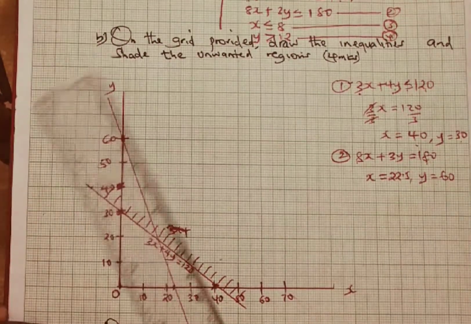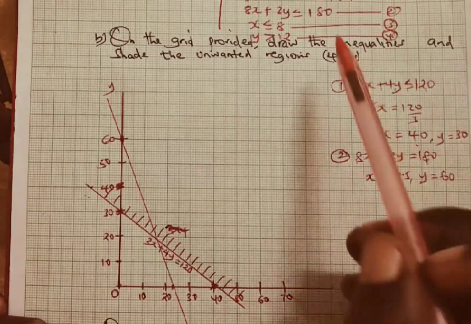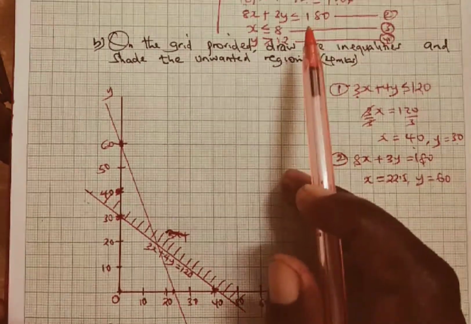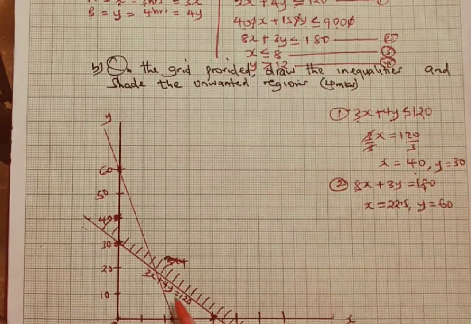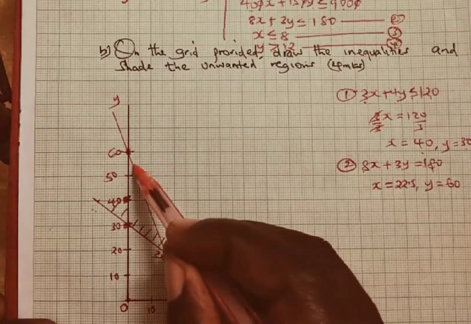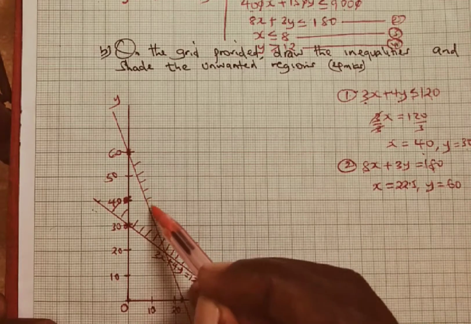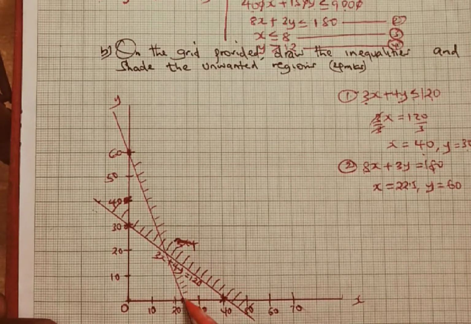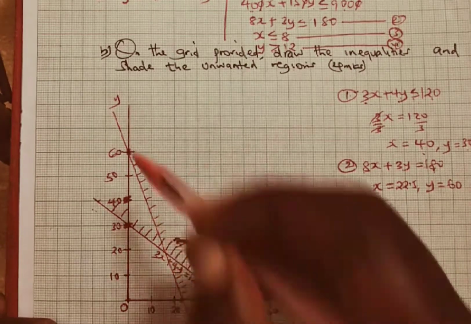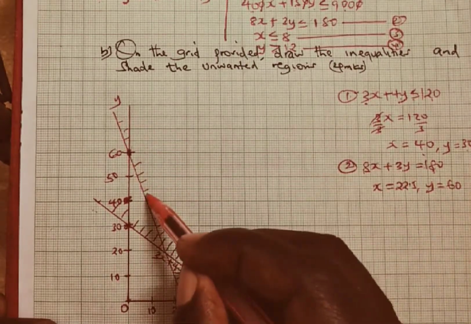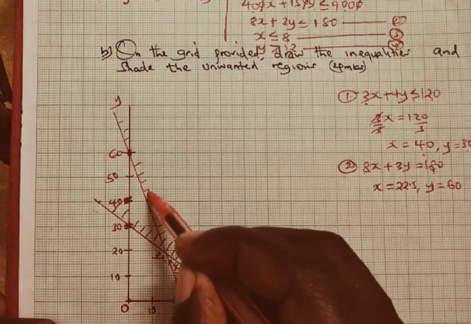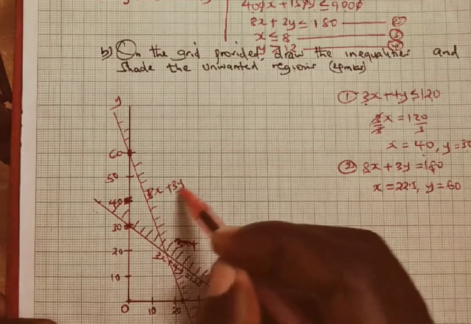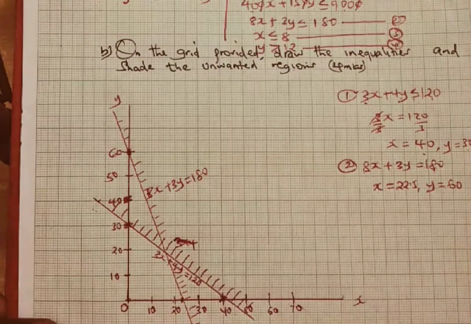And now we look at the inequality's direction. This one means what we need is below the line. So the region we do not want is this one here. This is the region which we do not want. So we can shade it. And after shading it, don't forget to name this line. This is 8x plus 3y is equals to 180.